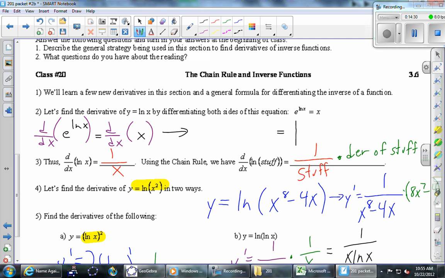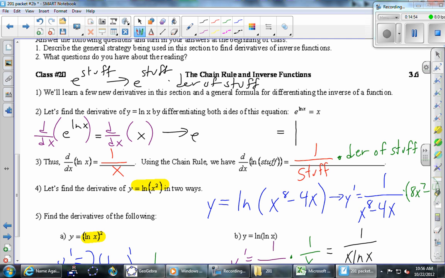But Topher points out we could think of this as e to the stuff. You guys know how to find the derivative of e to the stuff. What's the derivative of e to the stuff? E to the stuff times derivative of stuff. That was one of our first chain rule examples. Okay, so let's apply it. E to the ln of x, what's the derivative?